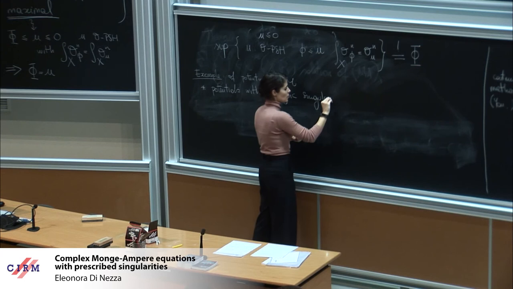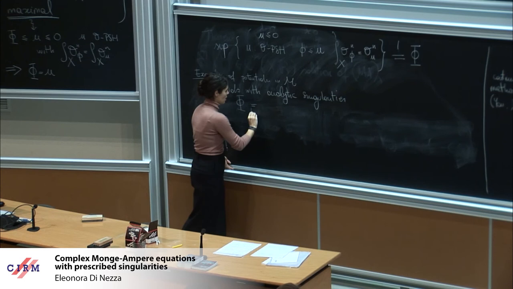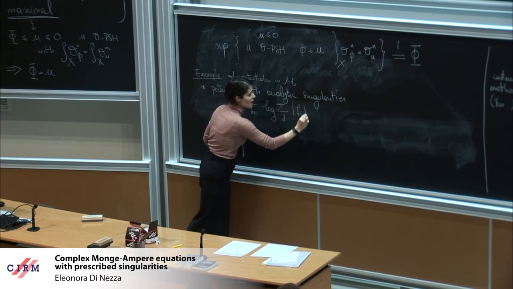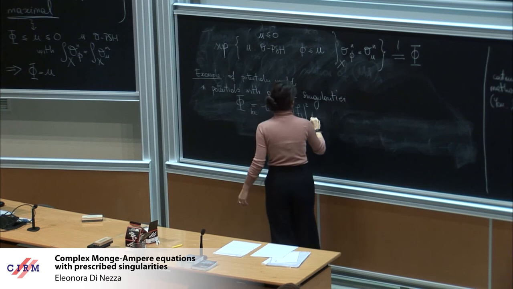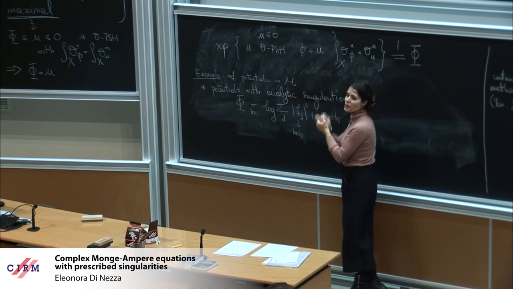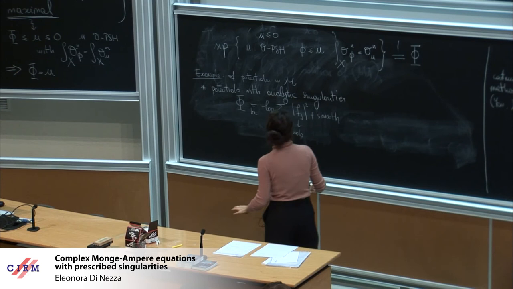Let me write it down again. It means that locally, phi can be written as the log of the sum over j of the norm square of some holomorphic functions, the phi j, plus a smooth one. We saw that, I guess, in Zacharias' talk yesterday. So potentials of this type are in particular in M. If you want, you can just keep this kind of phi for the rest.